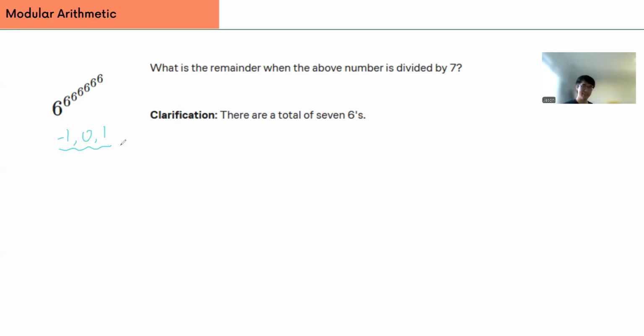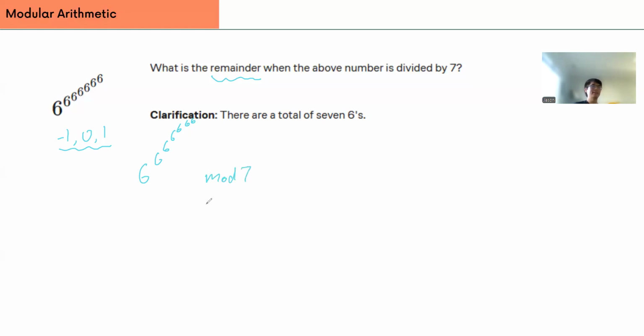It's too big, right? So what we want to do instead is analyze this mod 7, because whenever we're asked for a remainder and it's a number theory question, it's almost a given that we're going to use mods. So it's 6 to the 6 to the 6, 1, 2, 3, 4. Okay, so like this mod 7, right?